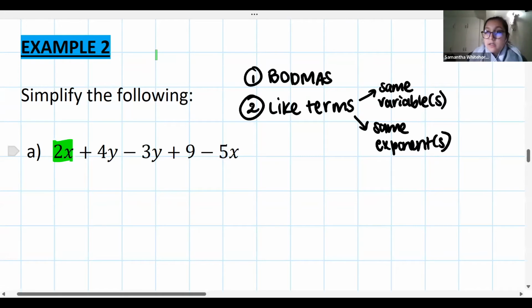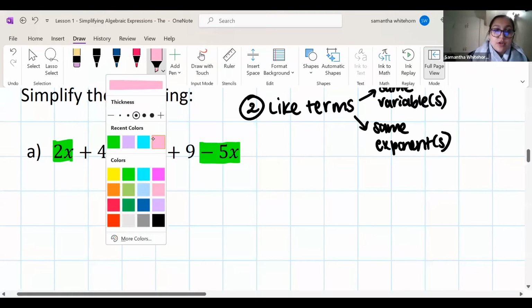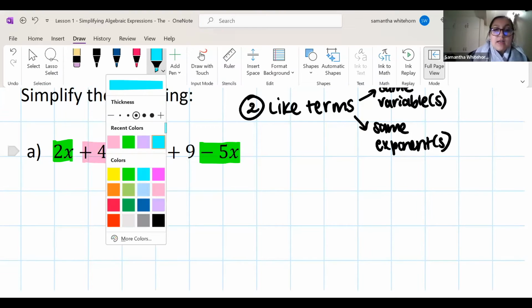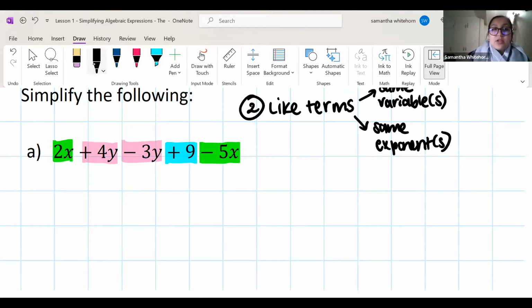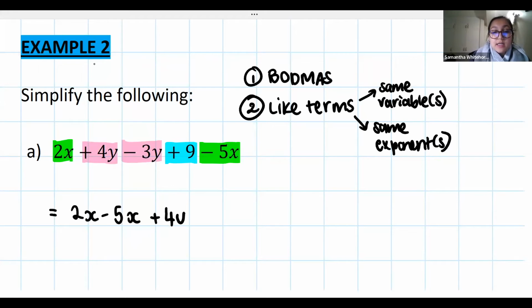So I'm just going to start with term 1. It's got an X in it. So I want to find all terms with X's in it. The only other term would be minus 5X. I'm done. No more X's. So I move to my next group of terms. These are terms with Y in it. 4Y and minus 3Y. No more. I'm done. What I then see is that I've got this plus 9, that constant all by itself, which is fine. But now that I know what my like terms are, I can add and subtract them. Now, some people like to group their like terms together before they start adding and subtracting them, which is absolutely fine if that is what you want to do.